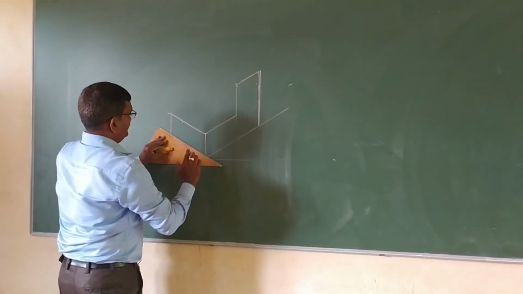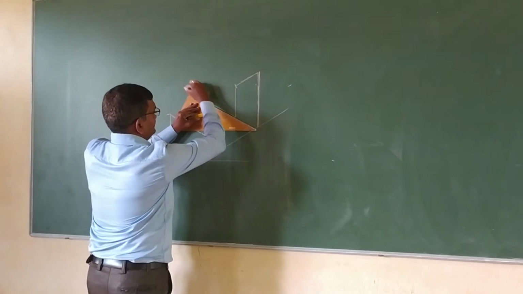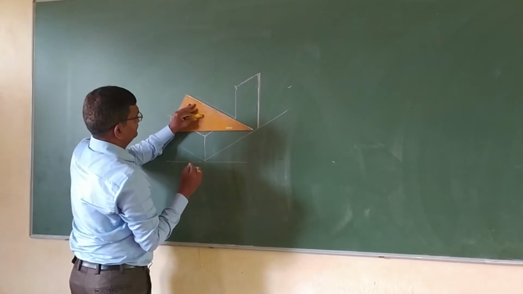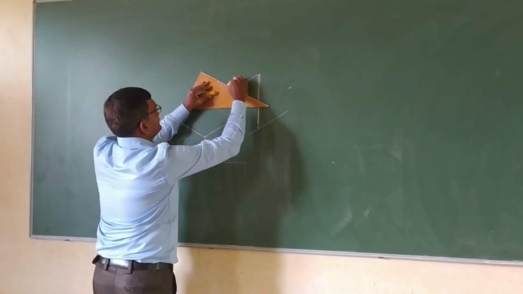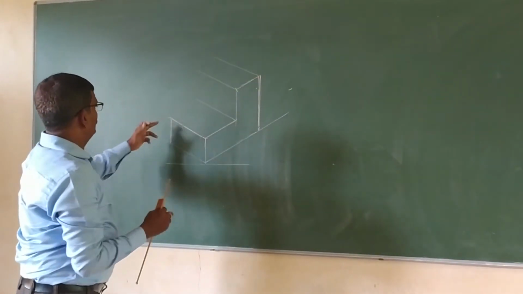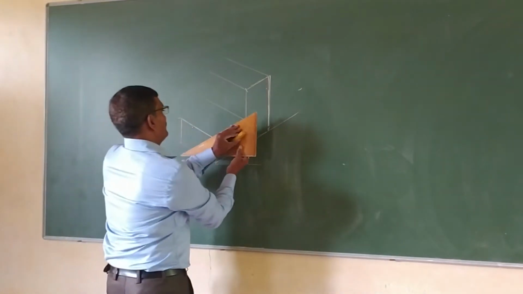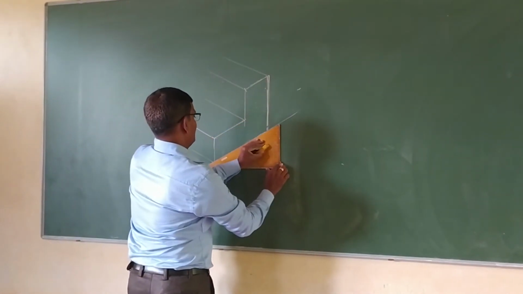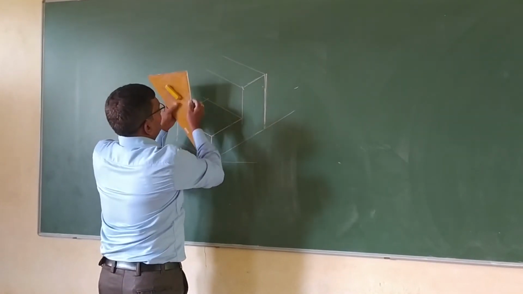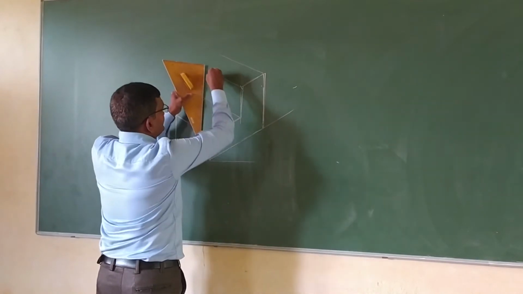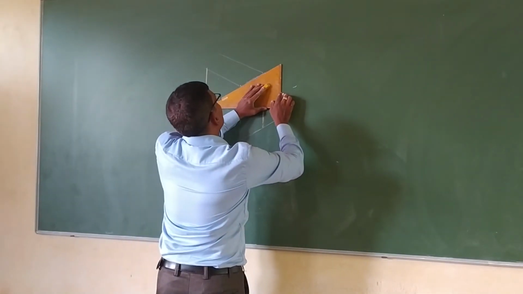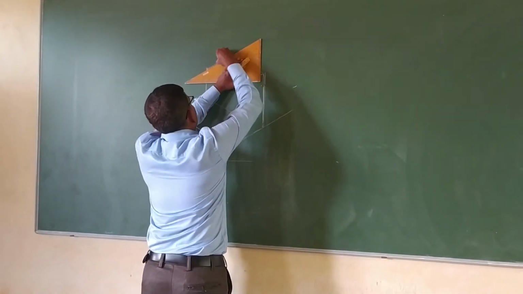Now draw this step. It is parallel to this 30-degree line. What is the angle of this? Same. Using this set square, draw another line. This is also the same, and this is also the same. Now join this parallel to this line. These lines are parallel. So join this, and from it a vertical line. Here also a vertical line. And complete the figure.